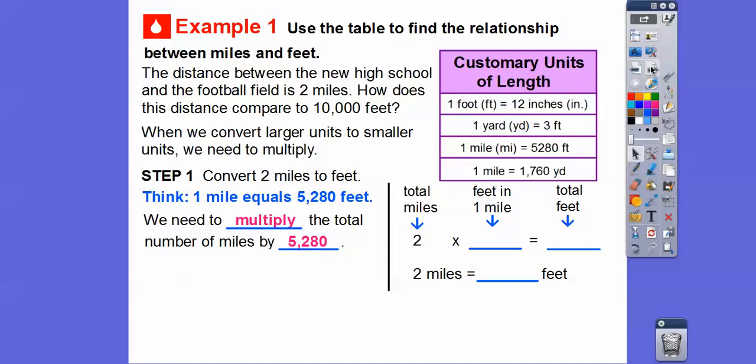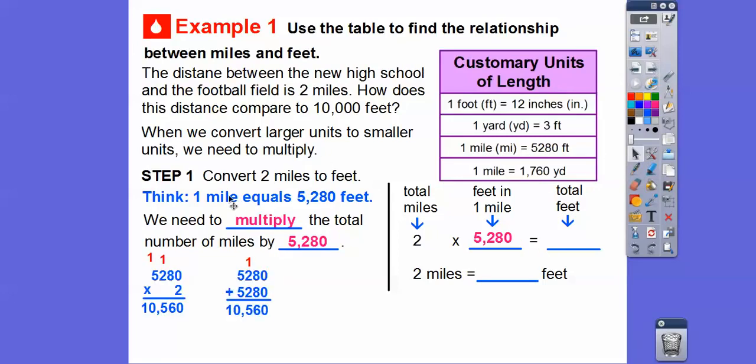5,280 feet. So over here, the total miles is 2 because the distance between the new high school and the football field is 2 miles. So 2 times the 5,280, and I did it 2 ways on this, you guys. I multiplied 5,280 times 2, and then what I also did is I added it twice together. So here it is, 5,280 times 2 gives us 10,560. Or since it's times 2, you can just add them together.